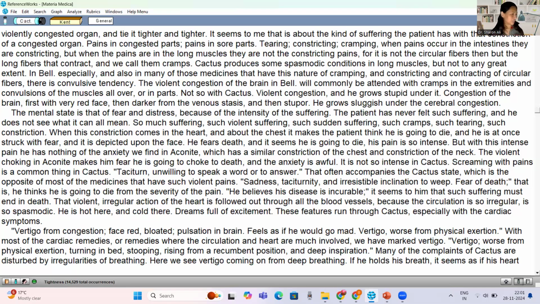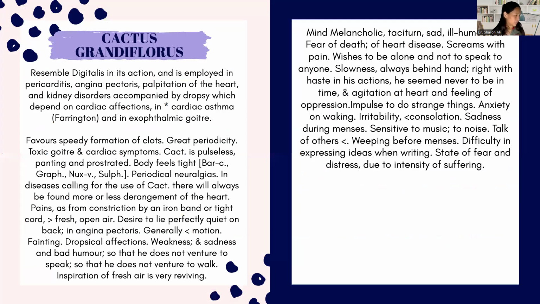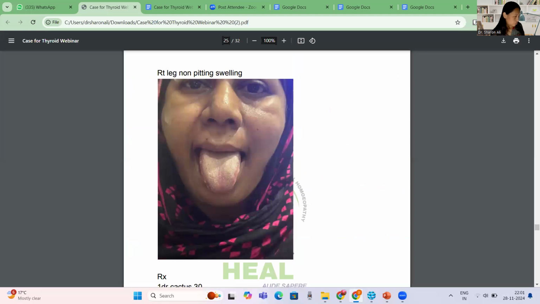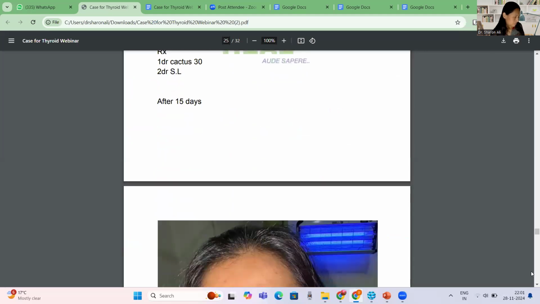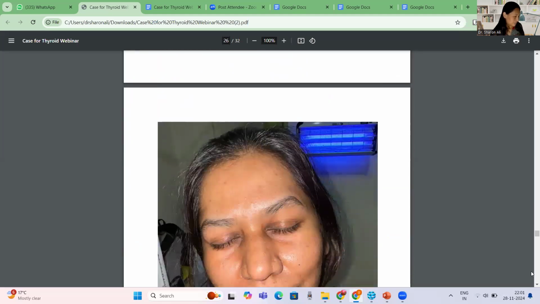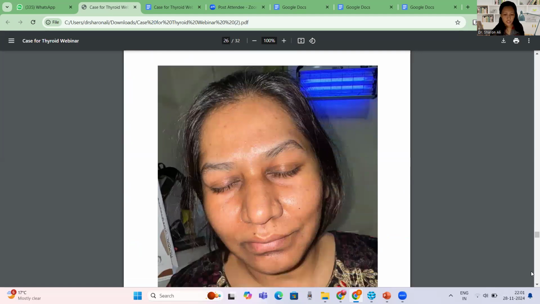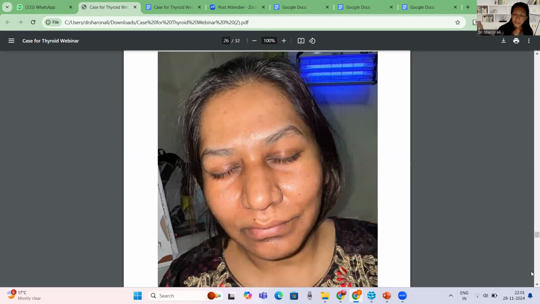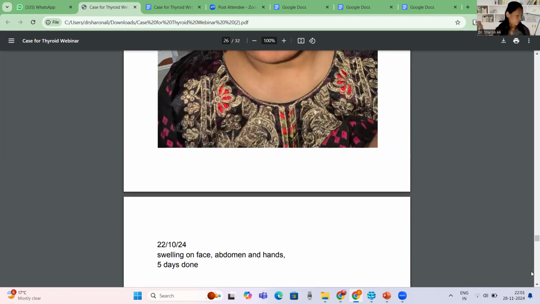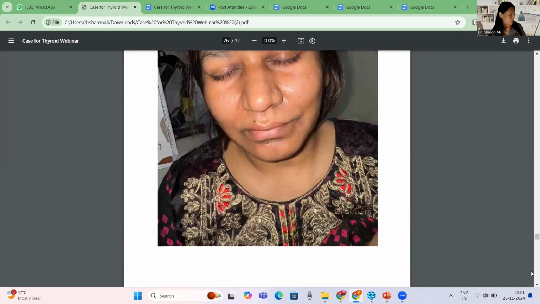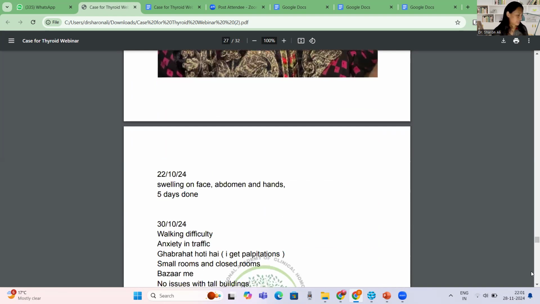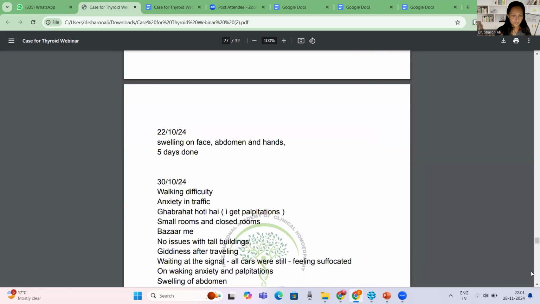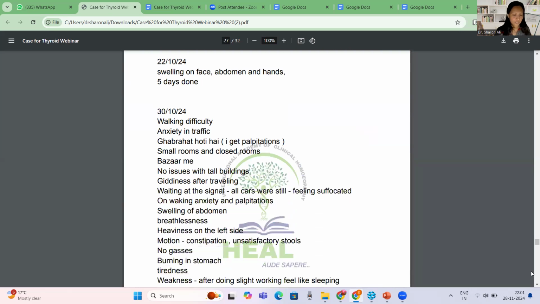But here, basically, I gave cactus and the patient got much better. So I'll just show you the photo. This is 15 days later. She improved a lot. This was the one thing that was troubling her, and all her other complaints also improved. The swelling in the abdomen, hands and face went in 5 days. This is her follow-up after 15 days.